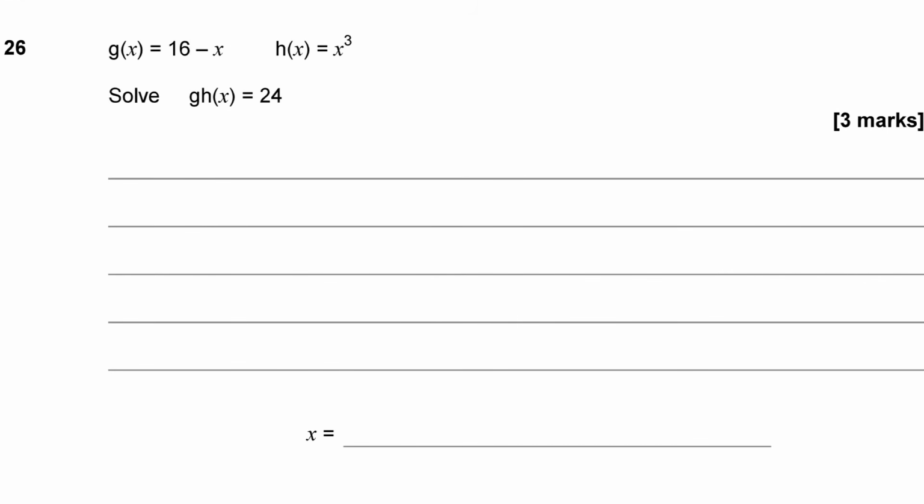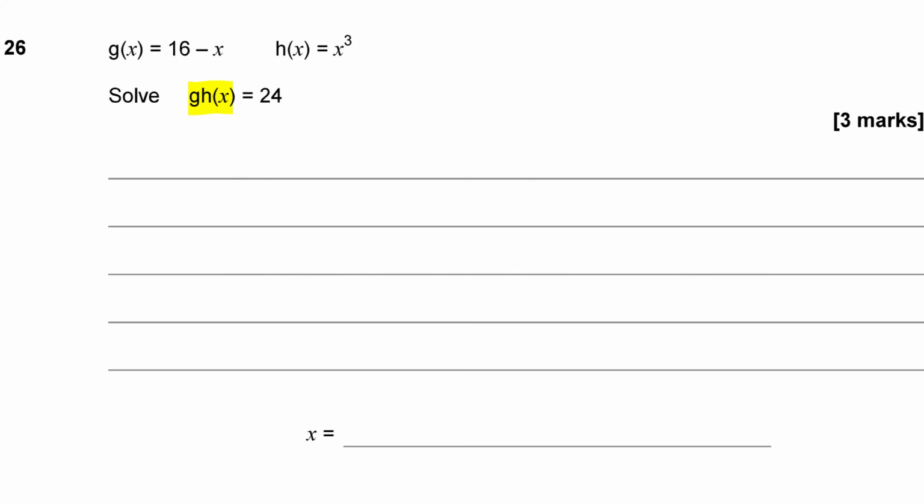Question 26. We're given 2 functions. g of x, we are told, is equal to 16 minus x, and h of x is equal to x cubed. And we're asked to solve gh of x is equal to 24. Okay, so this is a compound function, isn't it? And the way it works is you have to work from the inside outwards. So we're going to start with x cubed, and then we're going to sub it into g of x.